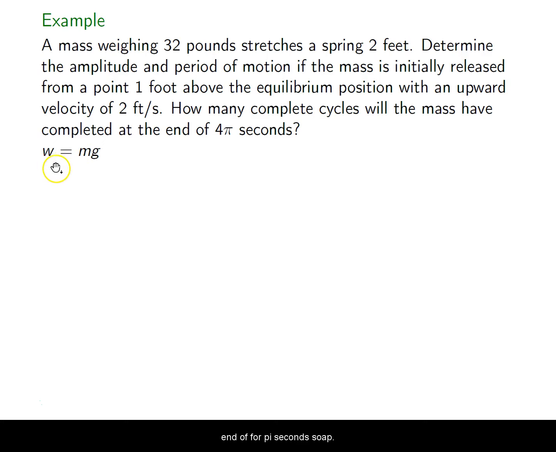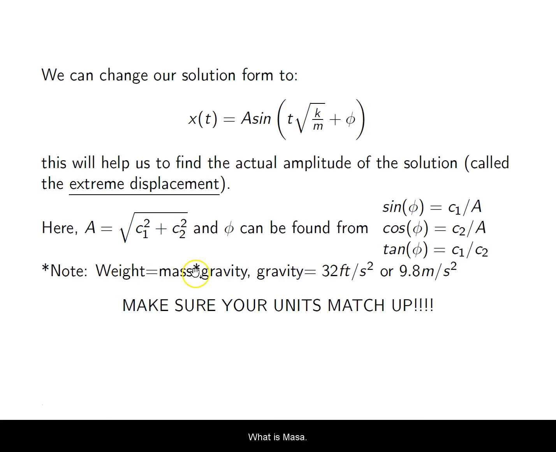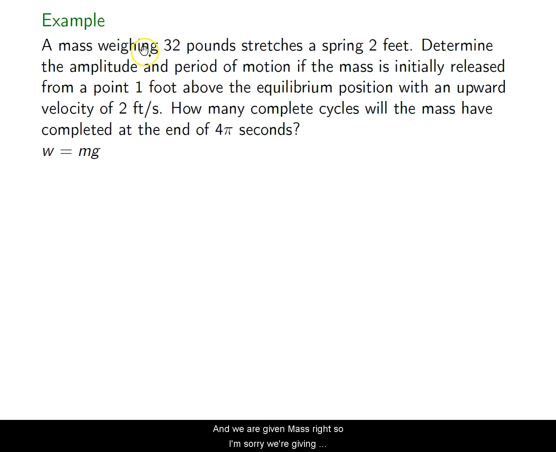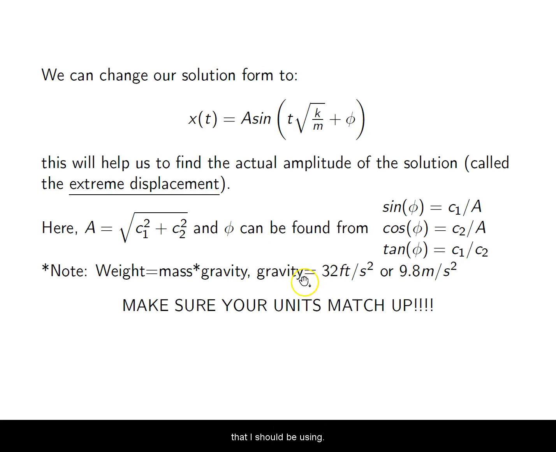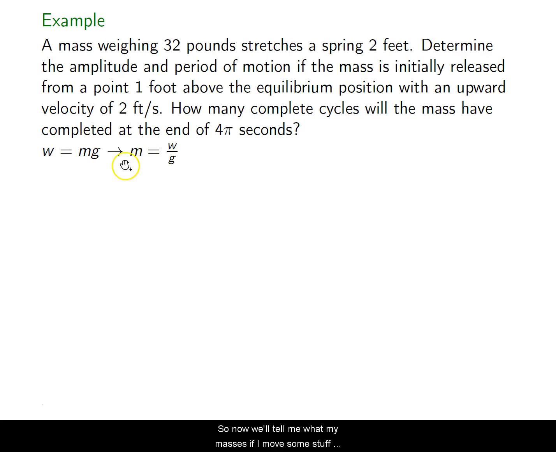So we have here that weight is mass times gravity. We are given weight, so that's nice. I already know that 32 is m times g, where g is the gravitational constant. I'm in pounds, so that means that I should be using 32 feet per second squared. So that will tell me what my mass is if I move some stuff around. I get 32 over 32, my weight in pounds over my gravitational constant. So I get a mass of 1.